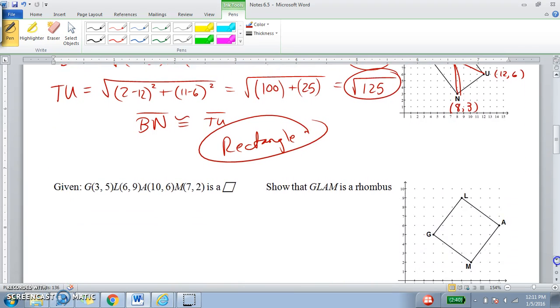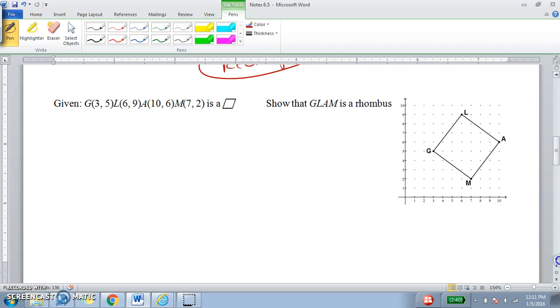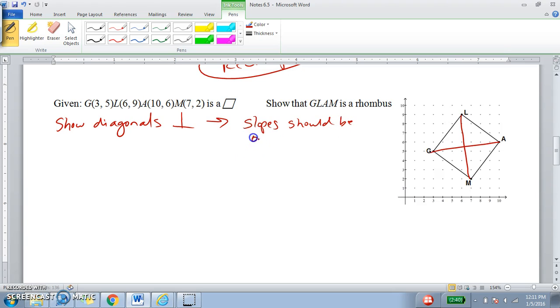All right, given these coordinates, show that GLAM is a rhombus. So easiest way, again, we want to do the least amount of steps possible. So the easiest way to show that something is a rhombus is to show that the diagonals are perpendicular, because then we just have to find the slope of this diagonal, the slope of this diagonal, and then see if they're perpendicular. So if they are perpendicular, these slopes should be opposite reciprocals of each other. That's how we tell if two lines are perpendicular.